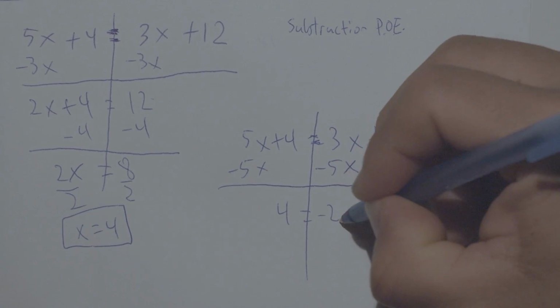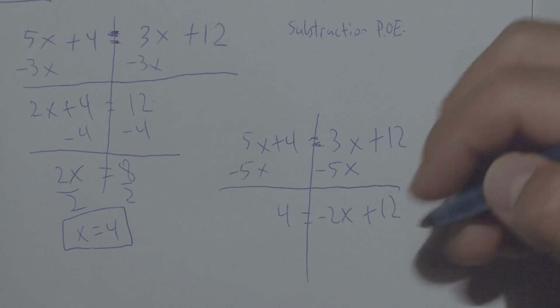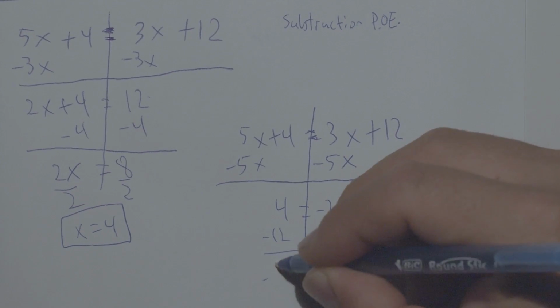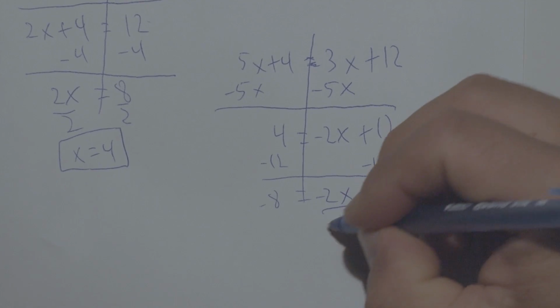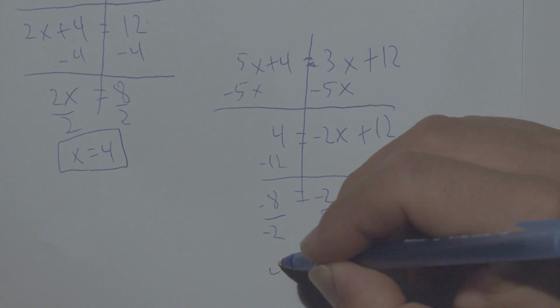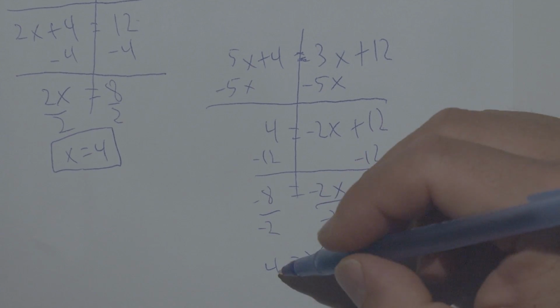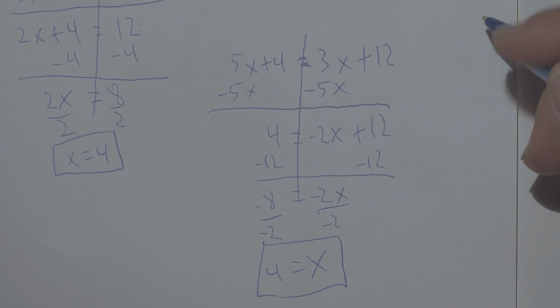Right here we have a negative 2x plus 12, right? And then like terms here and here, I'm going to subtract 12 from both sides. And then we get negative 8 is equal to negative 2x. And as the last step, we're going to divide both sides by negative 2. Negative 8 divided by negative 2 is positive 4. And what do you know? We got the same answer, right? So there's the second way you could do it.